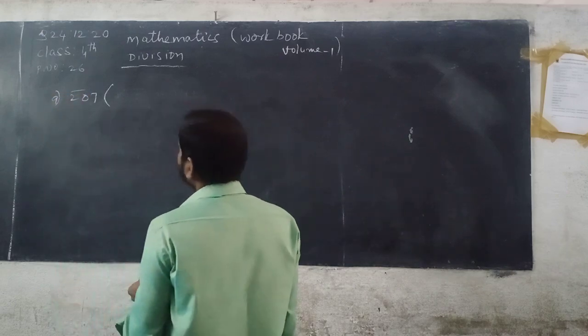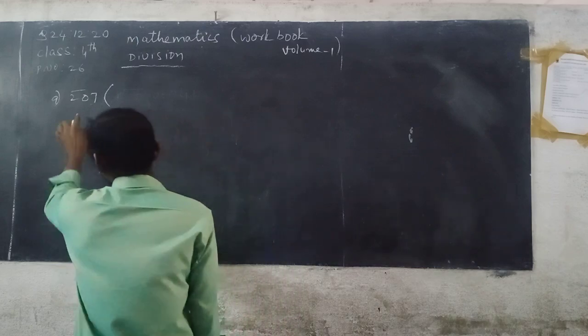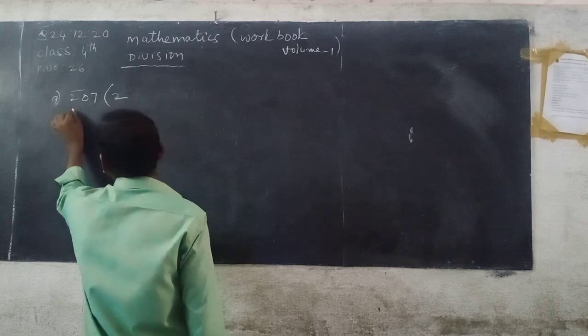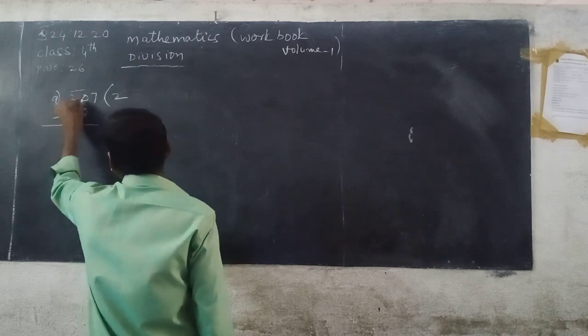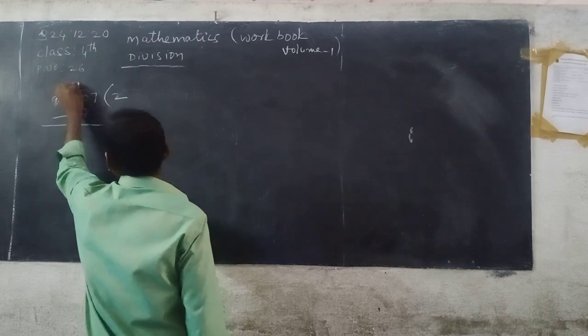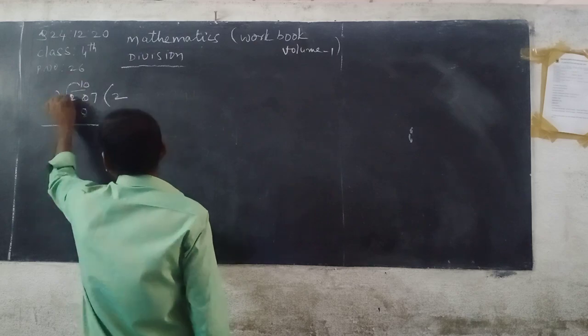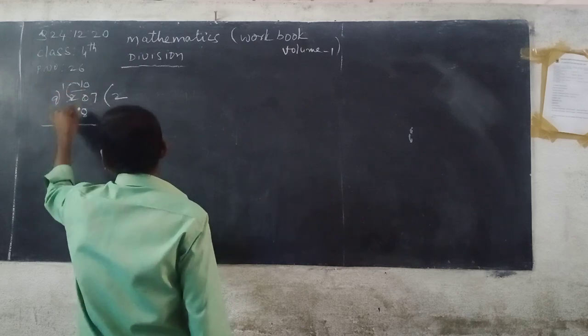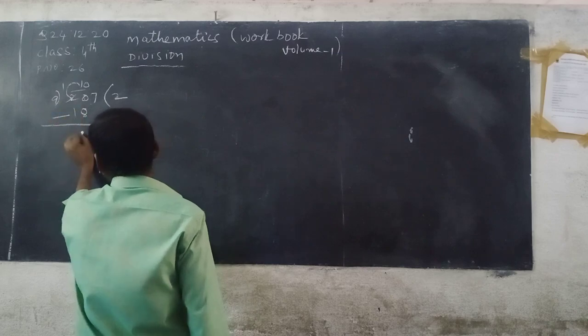9 ones are 9, 9 twos are 18, 9 threes are 27. 27 is more than 20, so I have to take 9 twos are 18. See here, 0 minus 8 is not possible. Take borrowing from 2, which gives 10. 10 plus 0 is 10. 2 becomes 1. 10 minus 8 you can get 2.